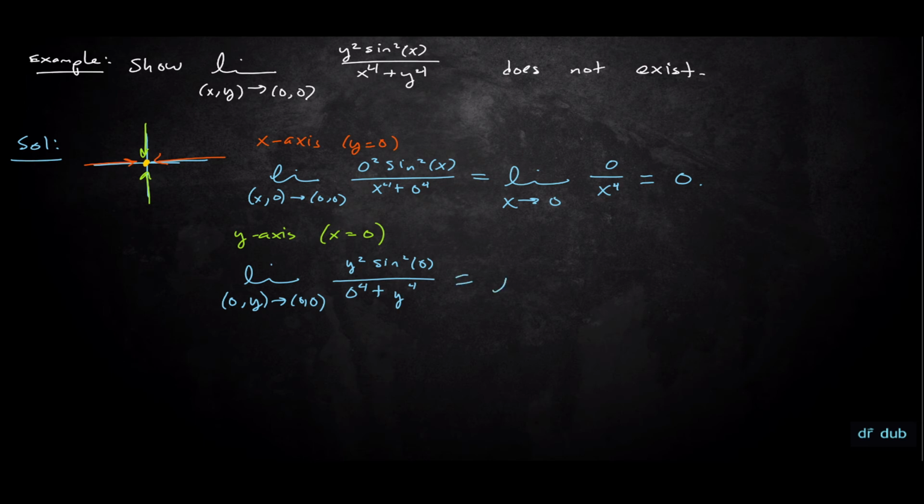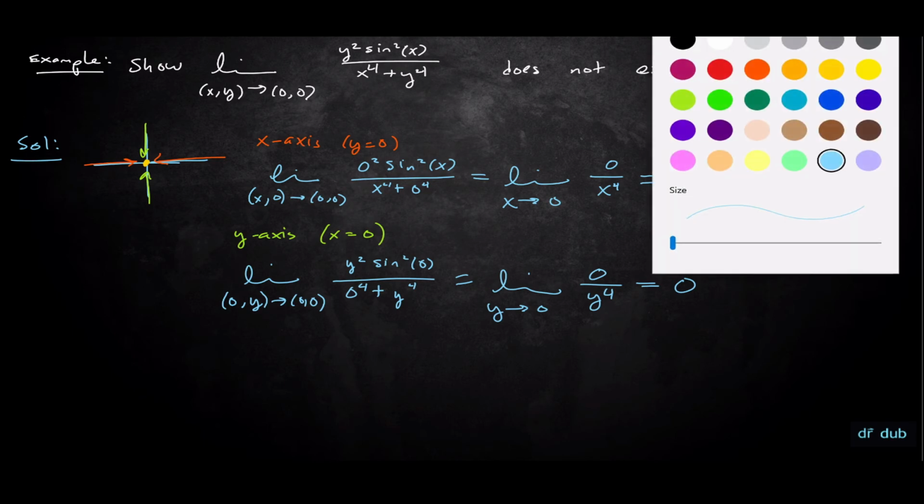Well, this is going to be the limit as y goes to 0. Let's see, sine of 0 is 0. 0 squared is 0, so that's 0 in the numerator over y to the 4, which is some real number, but not 0. This is just going to be 0. So I have two paths that give me the same limit. But I cannot claim anything from that. All I can say is that, well, these two paths give the same limit. Well, let's try to do something else.